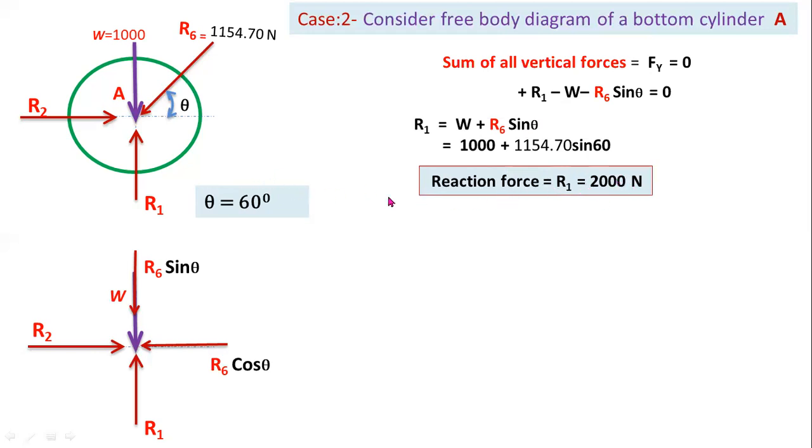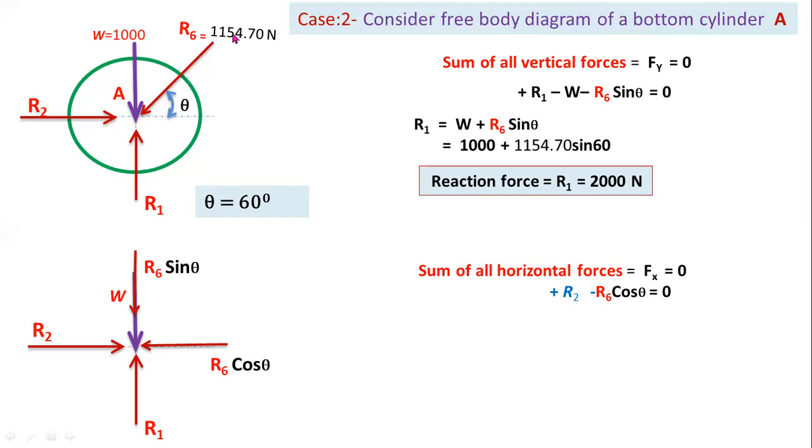In a similar way, you have to resolve all the forces along the horizontal axis. There are two forces acting on the horizontal axis. So sum of all horizontal forces equal to 0. For right side direction force, you have to consider positive sign. For left side direction force, you have to consider negative sign. Plus R2 minus R6 cos theta equal to 0. So from this equation, you can get the value of reaction force R2. You have to substitute the value of R6.